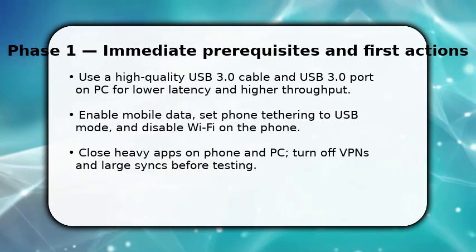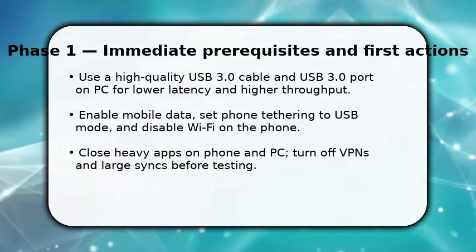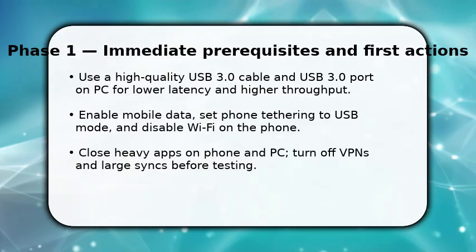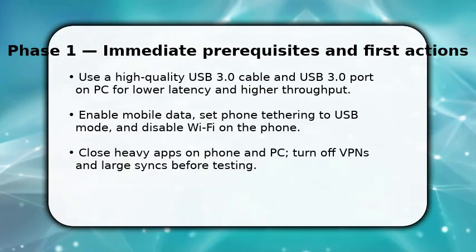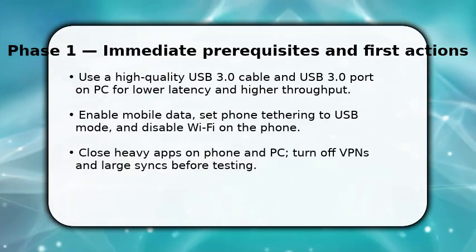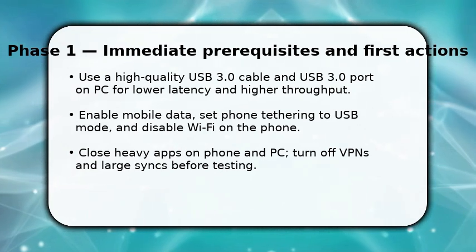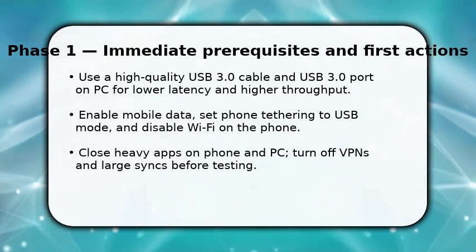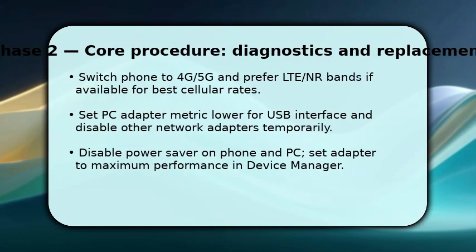Once connected, close heavy apps and stop automatic backups on both devices so CPU and network aren't shared. These first steps clear bottlenecks and make subsequent tuning effective. Now focus on network and power settings to extract sustained speed.